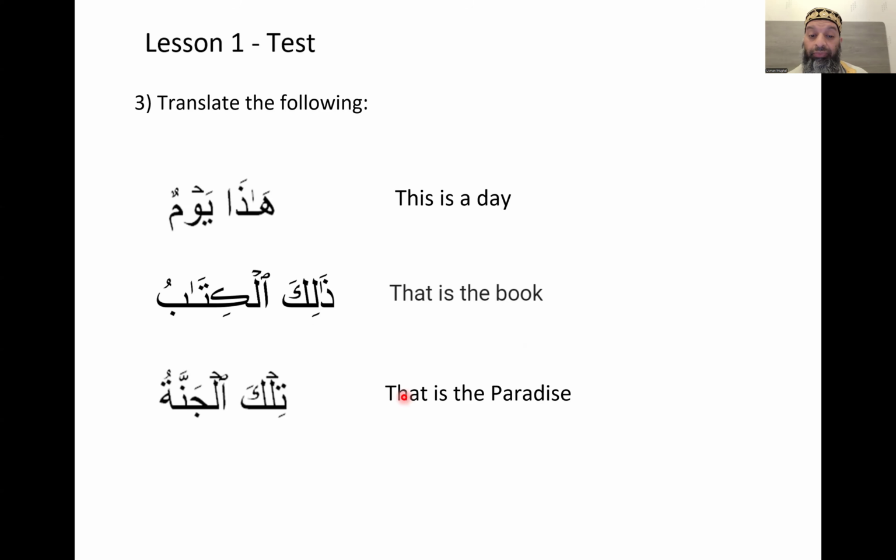تلك الجنة. That is the paradise. ذلك and تلك mean that is. هذا and هذه mean this is. Next one. هذه النار. So that means this is the fire.